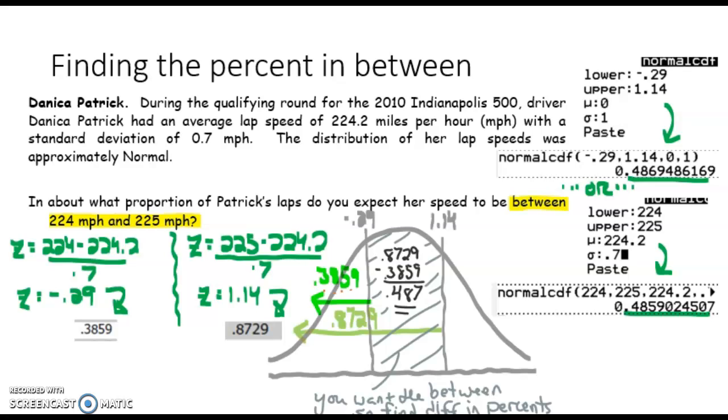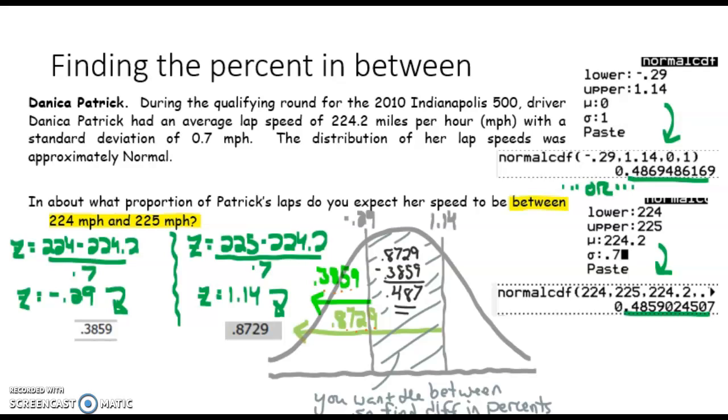So if this is your first z-score, you should have 0.3859. You should have that much percent of the curve to the left of that first line. And for the second marker right here, you're going to have a 0.8729. So definitely a bigger percentage because you got more of the bell-shaped curve. So again, I've got basically a 38% chance of being to the left of the first one. I've got an 87% chance of being to the left of the second one.